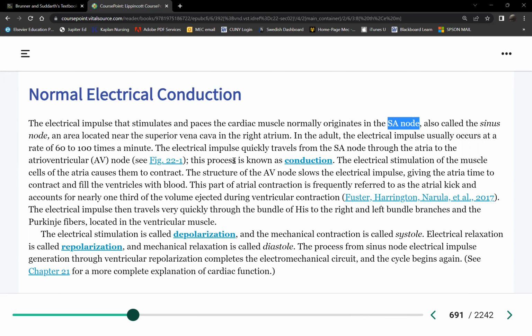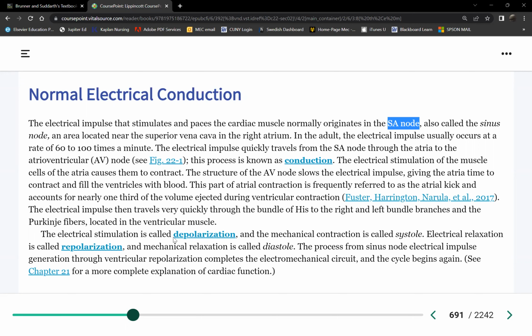Let's review a few terms here. Conduction, what do you mean by conduction? Okay, so the traveling, meaning our nerves can pass electrical impulses, and so that applies to cardiac muscles as well. So they can pass along electrical impulses.